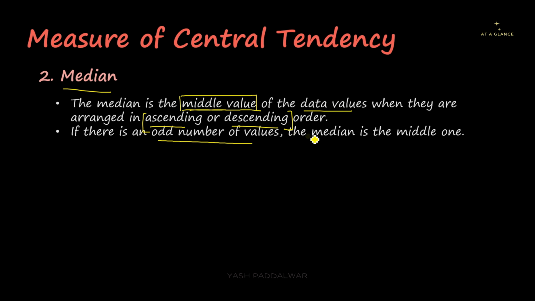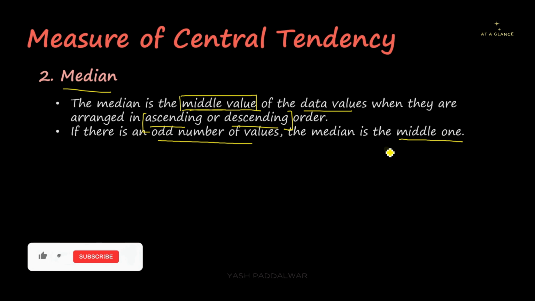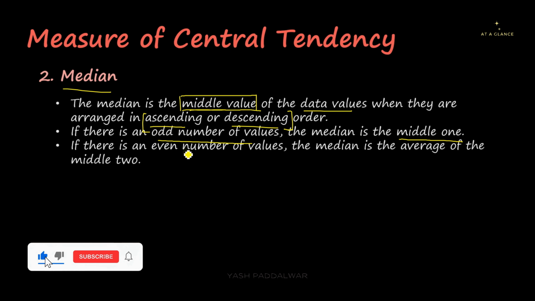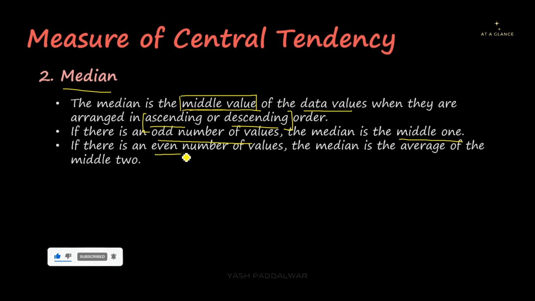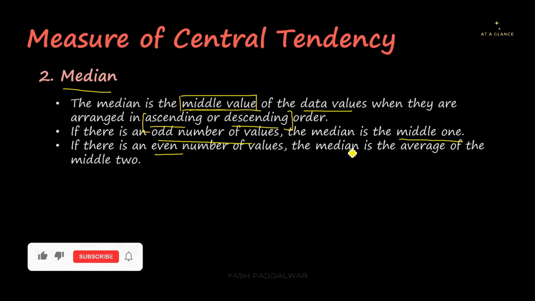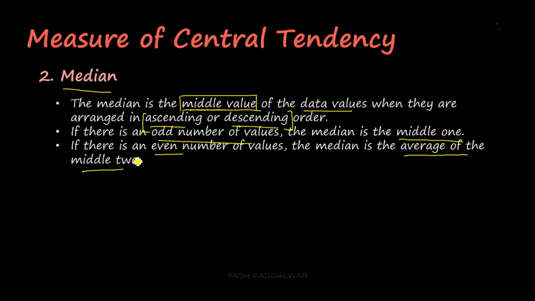So in this particular case, the median is nothing but the middle one. And when the total number of values in the data variable is even in number, the median is nothing but the average of the middle two values. Because if you carefully observe, in an even number of values, there will be two middle numbers. And to find the median, we'll have to find the average of those two middle numbers. So let's have a look at examples of it.